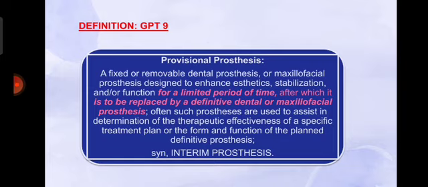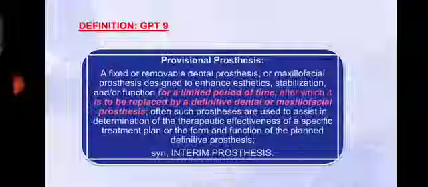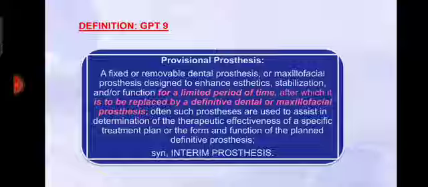According to the definition in GPT-9, a fixed or removable dental prosthesis or maxillofacial prosthesis is designed to enhance aesthetics, stabilization or function for a limited period of time, after which it is to be replaced by the definitive dental or maxillofacial prosthesis. Often, such prostheses are used to assist in determination of the therapeutic effectiveness of the specific treatment plan or the form and function of the planned definitive prosthesis.